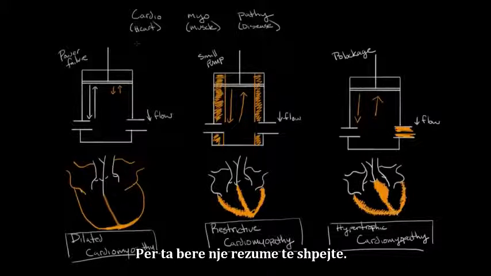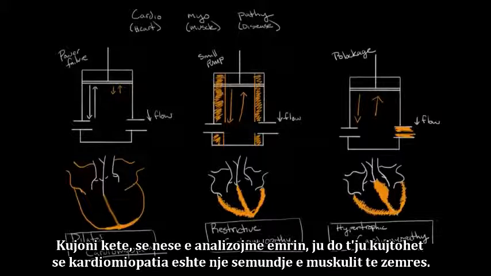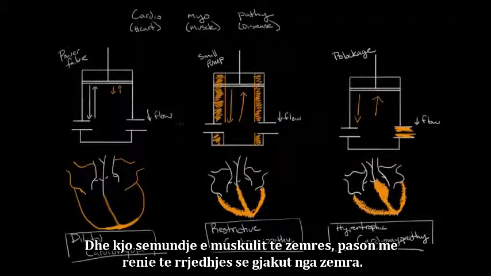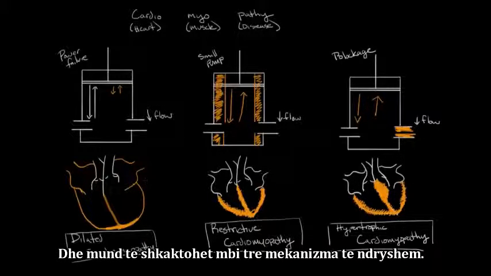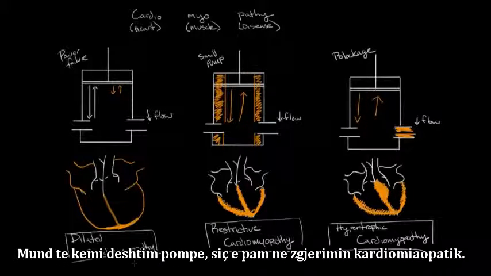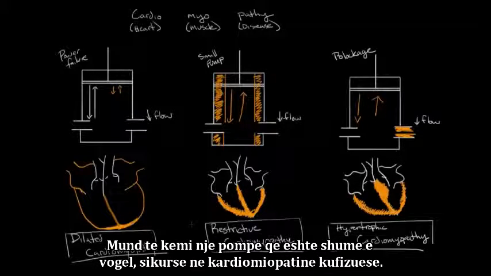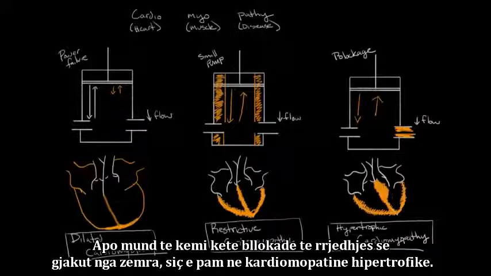So to recap this real quick, just remember that if you break down the name, you can remember that cardiomyopathy is a disease of the heart muscle. And this disease of the heart muscle results in a decreased outflow of blood from the heart. And it can be caused by three different mechanisms. You can either have a pump failure, as you see in dilated cardiomyopathy. You can have a pump that's just too small, as in restrictive cardiomyopathy, or you can have a blockage of the outflow of the blood from the heart, as you see in hypertrophic cardiomyopathy.